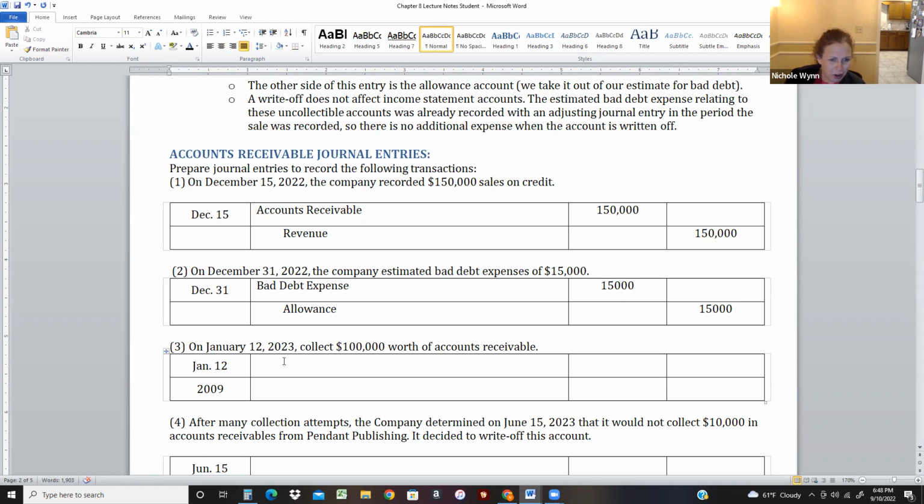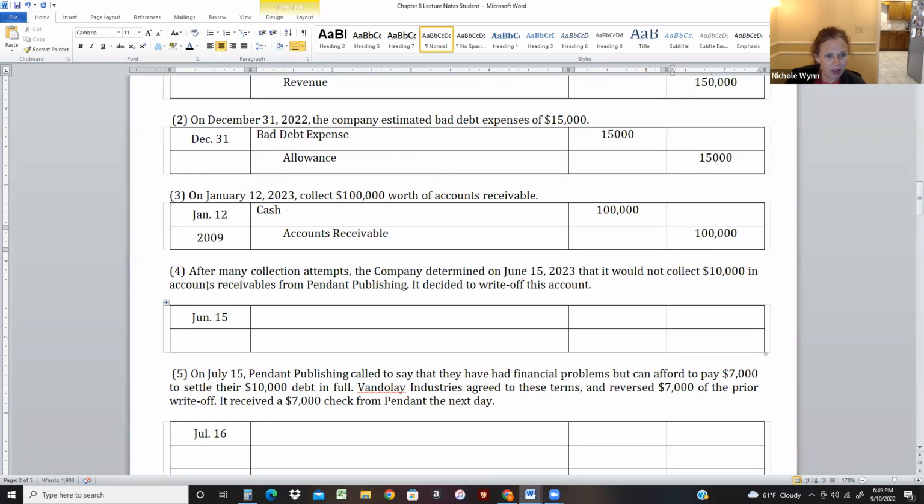So, okay, we're going on to the next year now, and it says we're going to collect some accounts receivable. So we're going to collect the money. So this is an entry we saw in chapter 3. Cash and accounts receivable. And then it says, after many collection attempts, the company determined on June 15th of 2023 that it would not collect $10,000 in accounts receivables from Pindit Publishing and decided to write off this account.